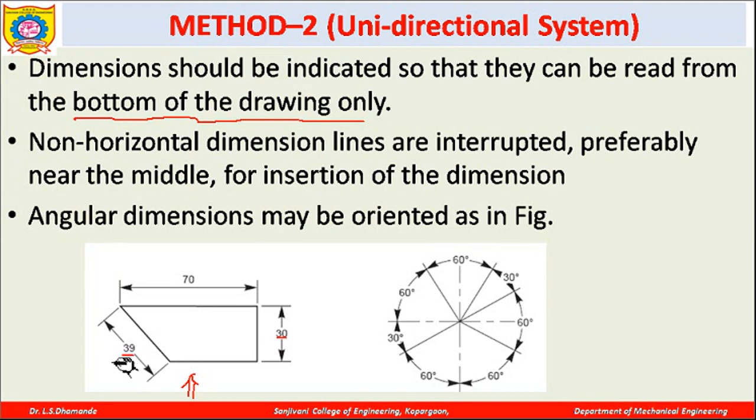So this is what is shown here. It is interrupted and the number is shown over there. So angular dimensions may be oriented as shown in this particular figure. The angular dimension also will be interrupted here, so written will be 60. Here it will be interrupted and written 60.